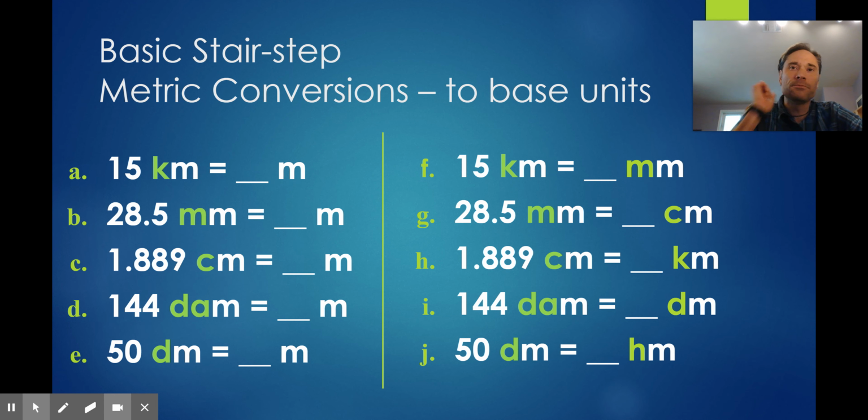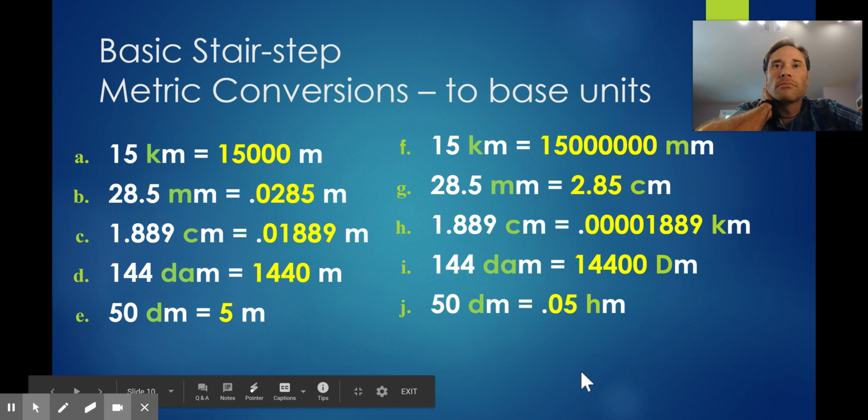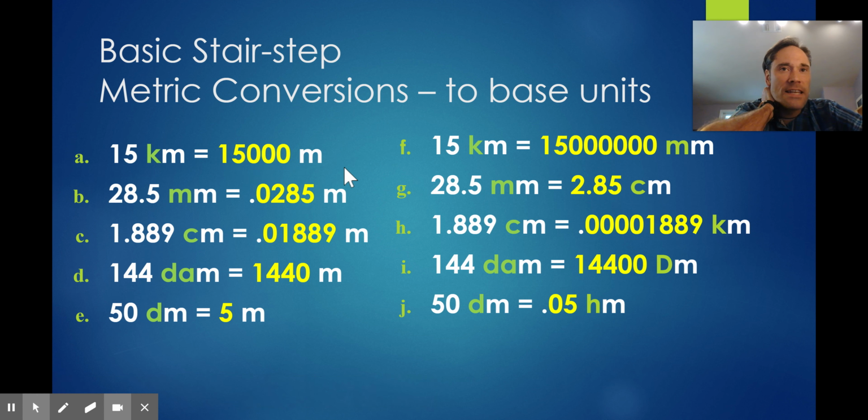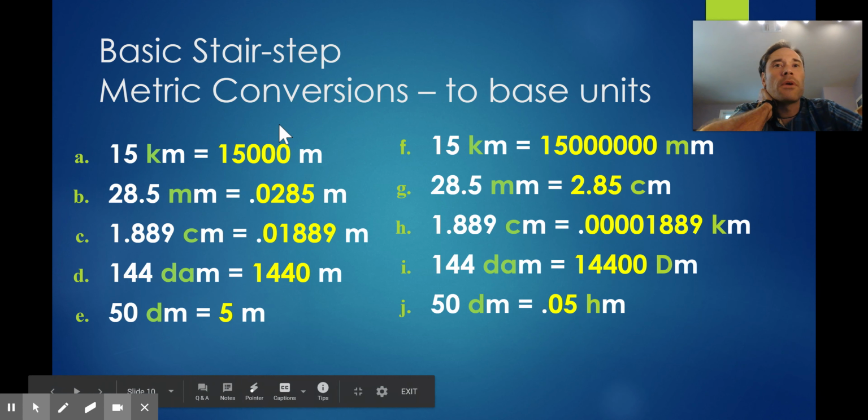And here they are. So 15 kilometers is the same thing as 15,000 meters. And I'm not going to read each one of these, but you can see that each of those is the case. Something important to note is that I have put all of the prefixes in green. And that can be important when we start dealing with different units.